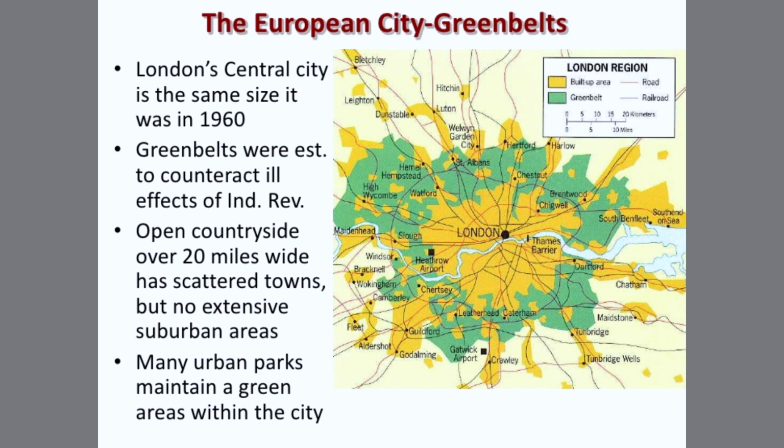London Central City is about the same size as it was in the 60s, but something called green belts were created in a lot of European cities to counteract the effects of the Industrial Revolution. They're trying to open up countryside that was once taken by factories in order to separate the towns from the main city, in order to stop the expansive suburban areas that happen in the United States. So they reclaim it with urban parks or farmland.